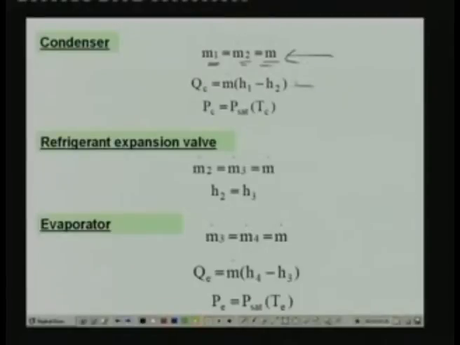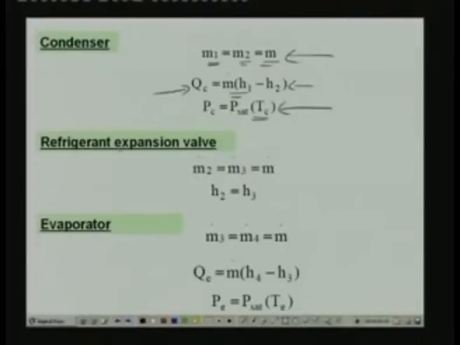Similarly, if you apply the energy balance, remember that we are neglecting kinetic and potential energy changes, and in the condenser there is no work transfer. So you have only heat transfer and fluid flow. Then you will find that the heat rejected from the condenser, QC, is simply equal to the mass flow rate of the refrigerant times the enthalpy difference, where H1 is the inlet enthalpy and H2 is the outlet enthalpy. This is the energy balance for the condenser. And what is the condenser pressure? The condenser pressure is nothing but the saturation pressure of pure water at the condenser temperature Tc. These are all that we need to know about the condenser.